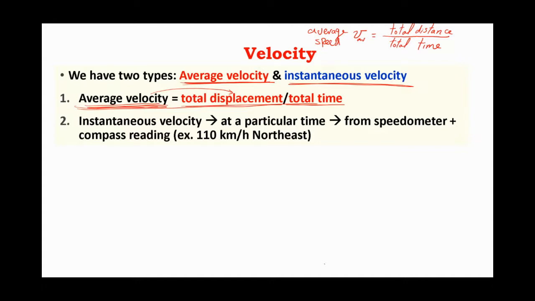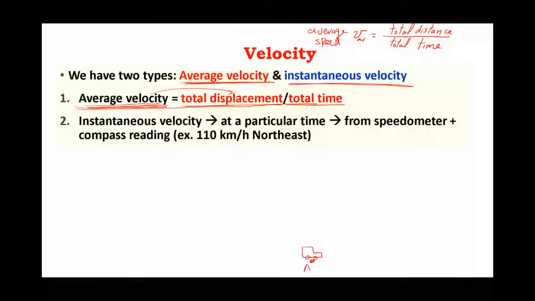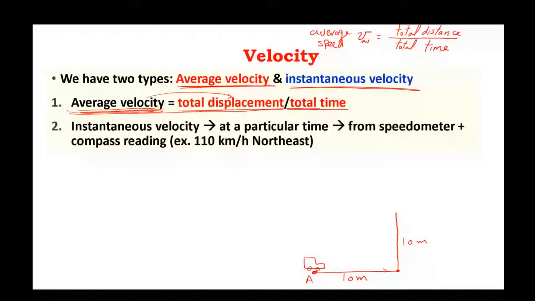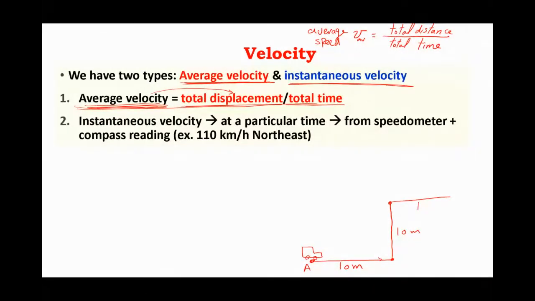So let's take this example and try to solve it together. A car moves from point A, moving to the right 10 meter, and please prepare a calculator. 10 meter to the right, then 10 meter upward, then another 10 meter to the right, then 10 meter upward, then 30 meter backward until the car reaches point B.